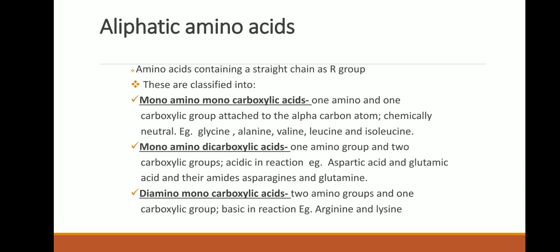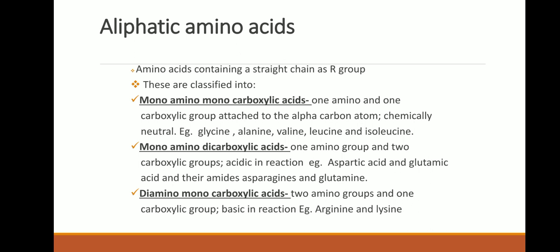First is monoamino monocarboxylic acid. As the name implies, mono means single or one. It means they have one amino group and one carboxylic group attached to the alpha carbon atom. They are chemically neutral. Example: glycine, alanine, valine, leucine, isoleucine.